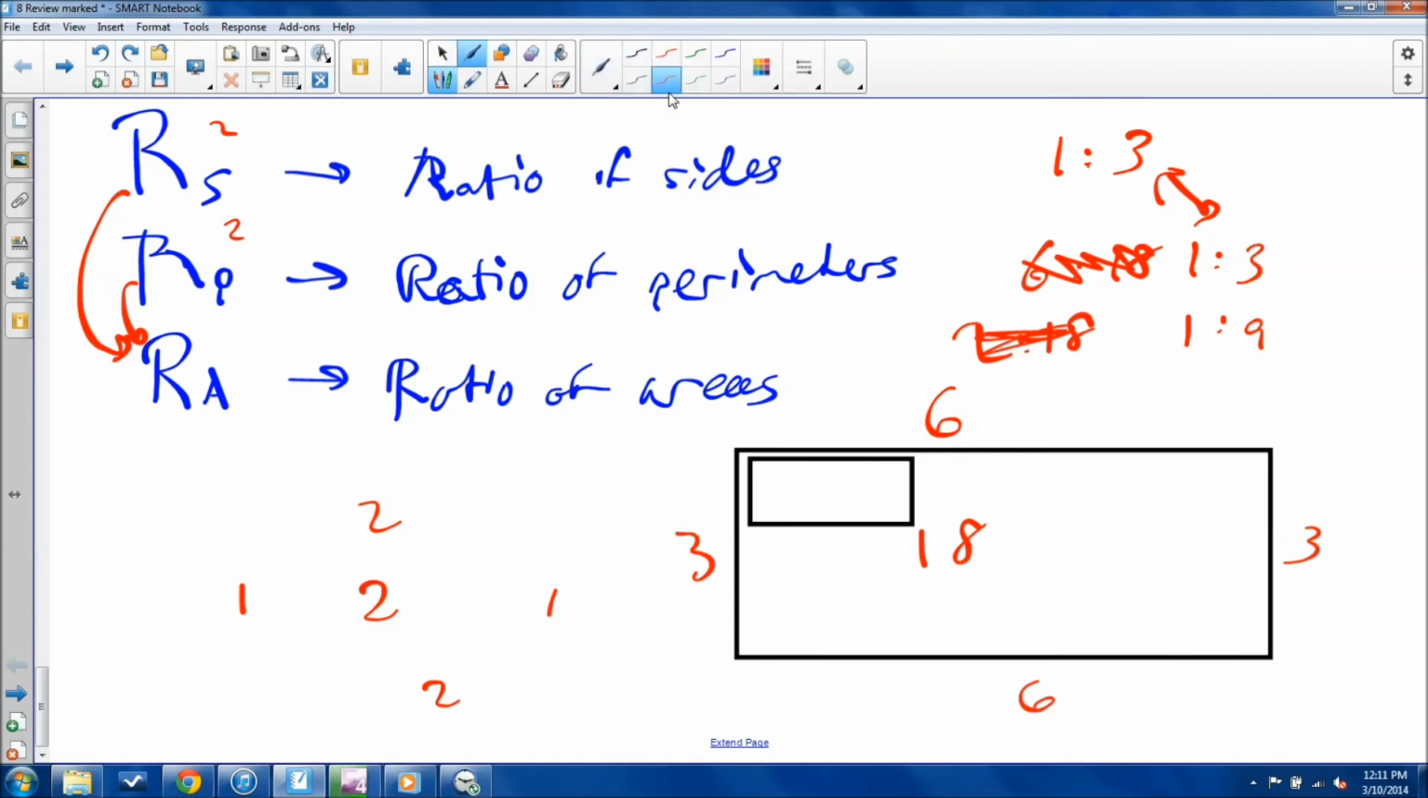So if you have a side length of r, your ratio of areas is r squared. If you have a side length of r, your ratio of areas is r squared. So that's the way that the ratios work.